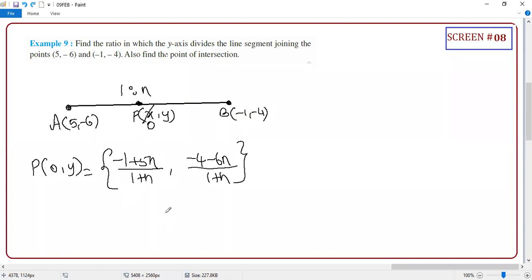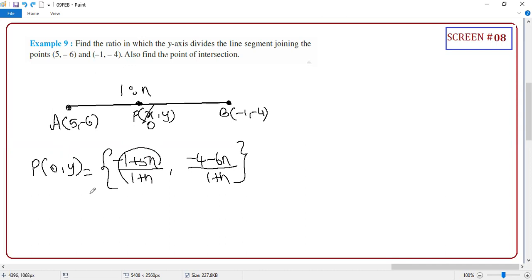But look at it carefully. This value is equal to 0, and this value is equal to y. If you equate this to y, can you find y? No, you cannot. So what are the steps? Listen carefully. You have to equate this to 0 so that you will get n. The moment you get n, finding the ratio is ready.